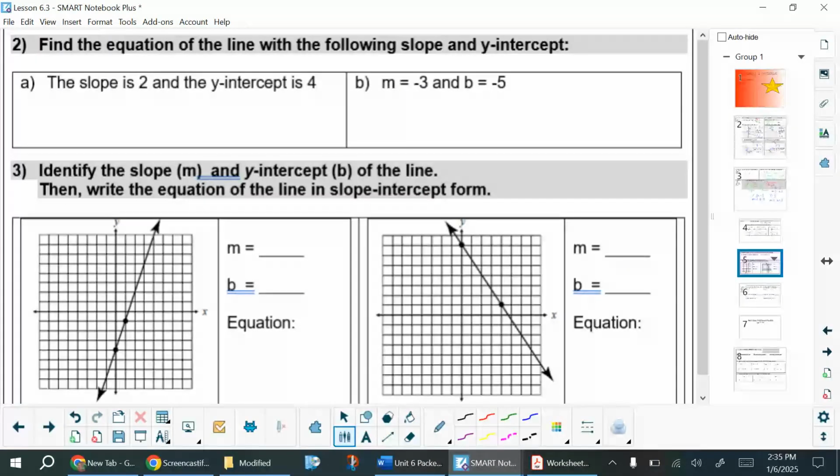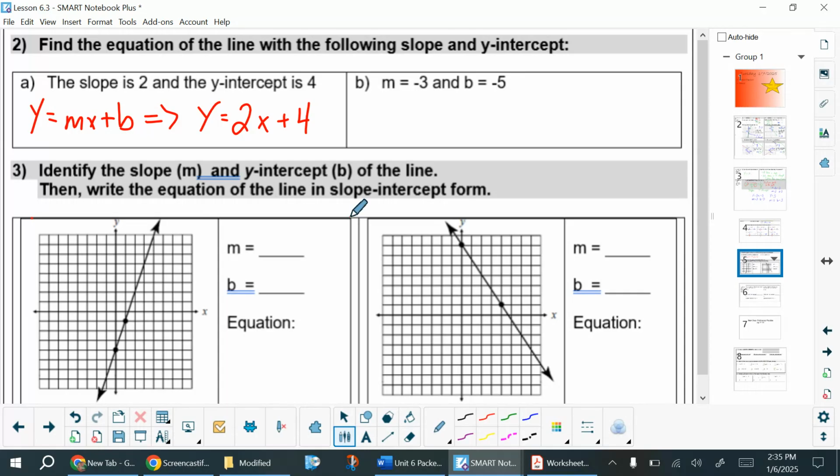Okay. Moving right along here. Next up, they want you to write the equation of a line with the slope and the y-intercept. So if I know that my equation, my line is y equals mx plus b, which you have at the top of your paper, all I have to do is just plug in the slope for m and the y-intercept for b. So it's going to be y equals 2x plus 4. Go ahead and try b on your own. Pause the video for 30 seconds if you need to.